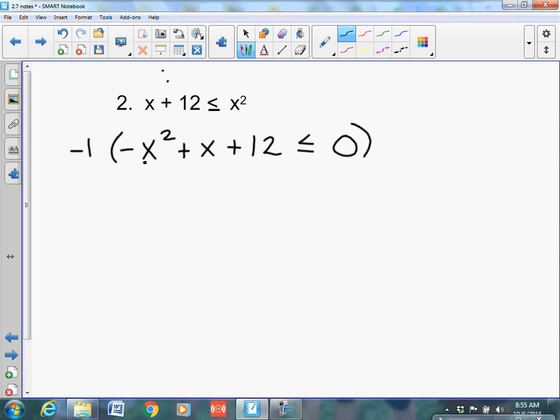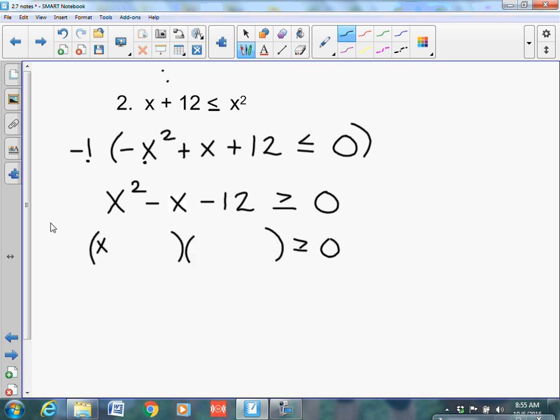I'm going to multiply everything by negative 1, so this is a positive x squared. This is a negative x. This is a negative 12, but be careful whenever you multiply by a negative number. You have to make sure you switch the sign. So be careful on that. And I did that because I don't like a negative. All I'm going to do is factor it.